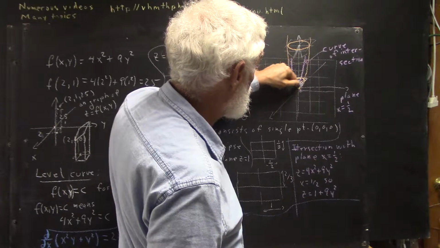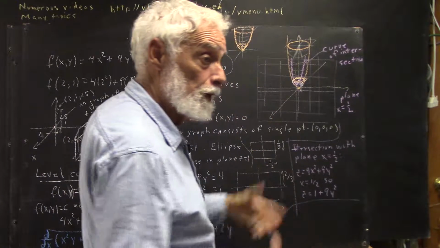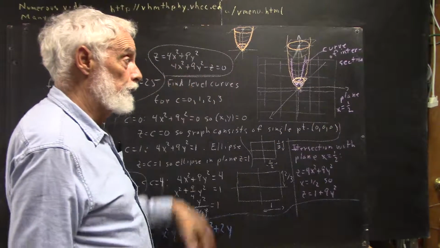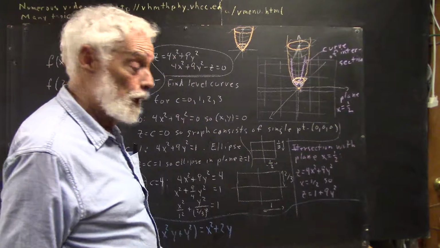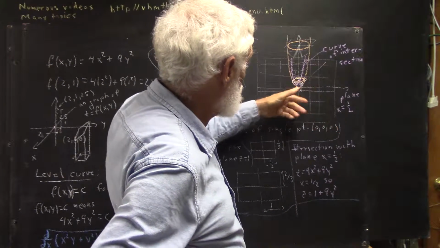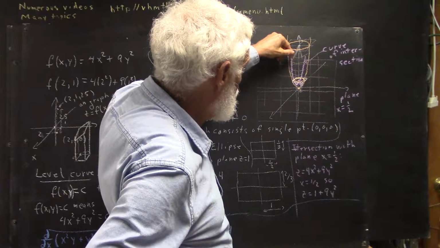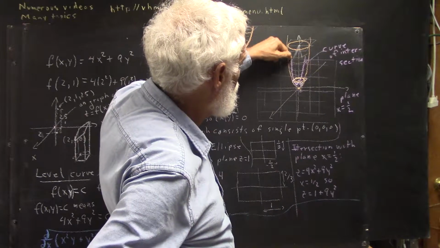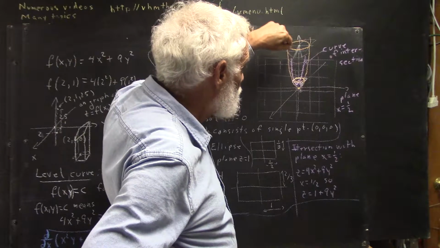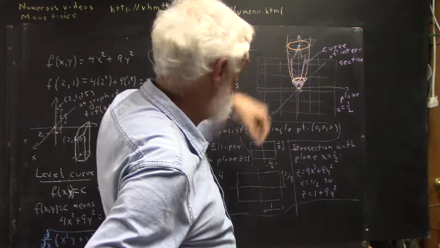This curve might be a parabola. You suspect it might be, but you have to prove it. I just plug in x equals 1/2 here and see if you end up with a parabola. You will, so you can prove it. But we have the x equals 1/2 plane, and within that plane, the intersection with our graph is a nice curve in that plane.